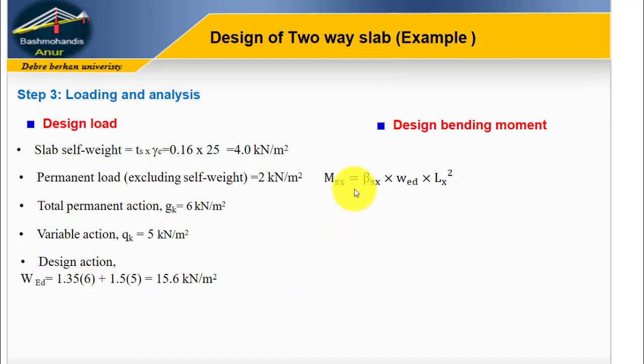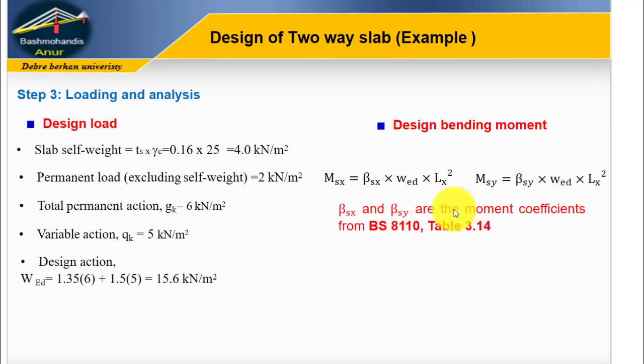In the coefficient method, Mx, which means the moment in the shorter direction, equals beta sub x, which means coefficient beta, times the design load times Lx square. Lx is the shorter span length. The same, the moment in the y direction equals beta sy times design load times Lx square. The coefficients beta sx and beta sy are moment coefficients.